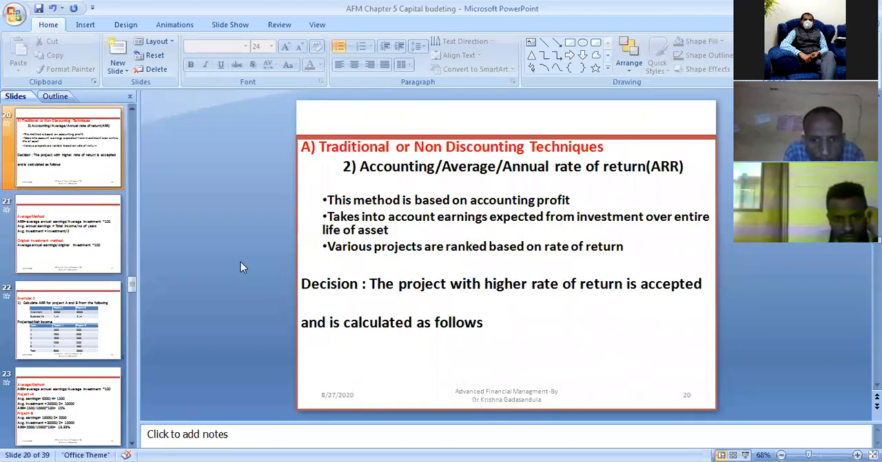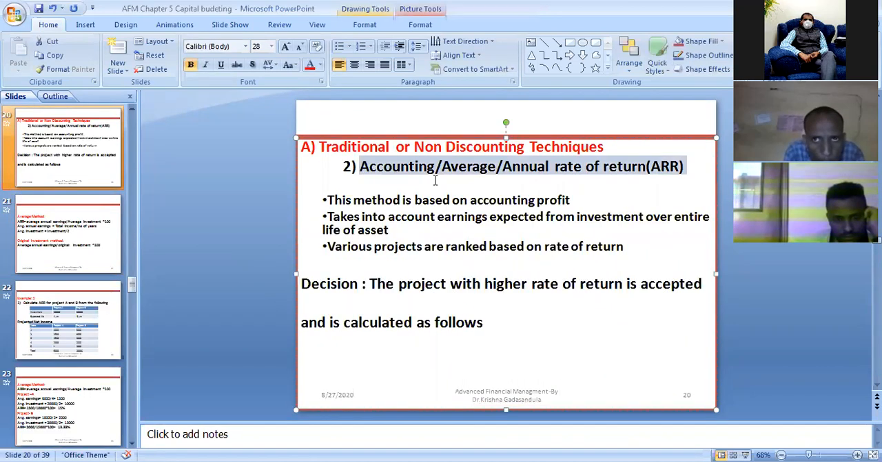The next traditional method is the accounting rate of return, or average rate of return, or annual rate of return, ARR. Another technique of capital budgeting is the annual rate of return, or average rate of return. How do we calculate this?